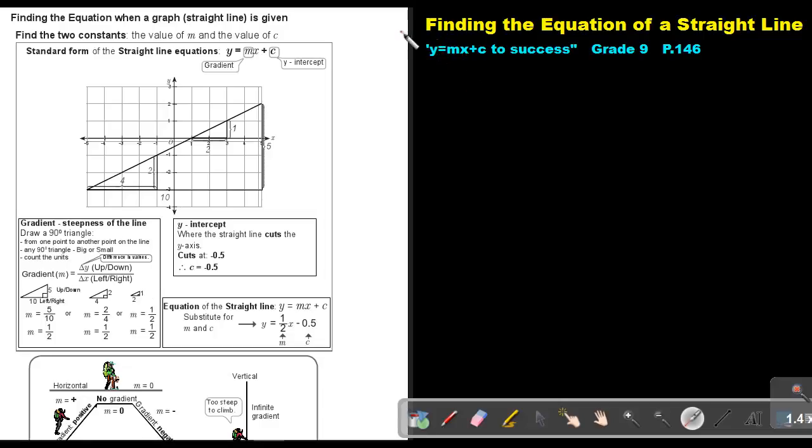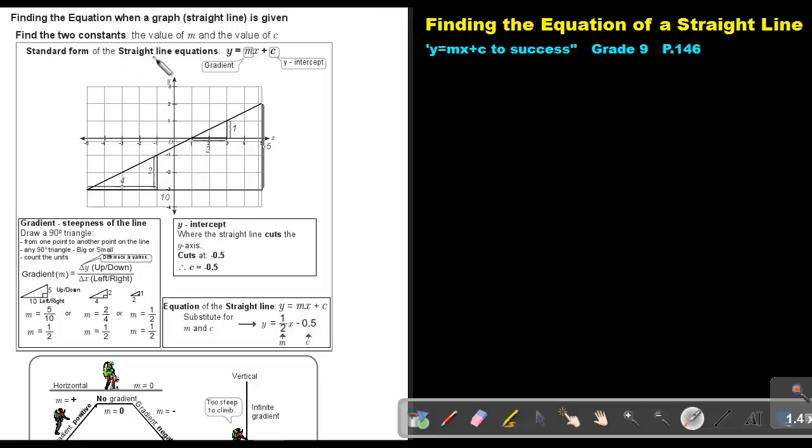Part 7. Finding the equation of a straight line. You will find this on page 146 in the Namibia Mathematics Grade 9 textbook, y equals mx plus c to success. Finding the equation when a graph of a straight line is given. Find the two constants, the value of m and the value of c, in the straight line equation.